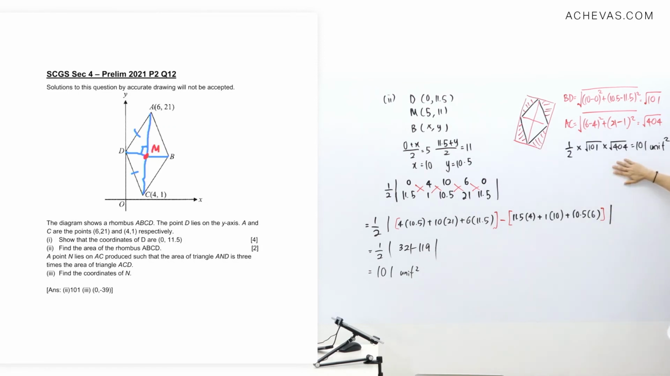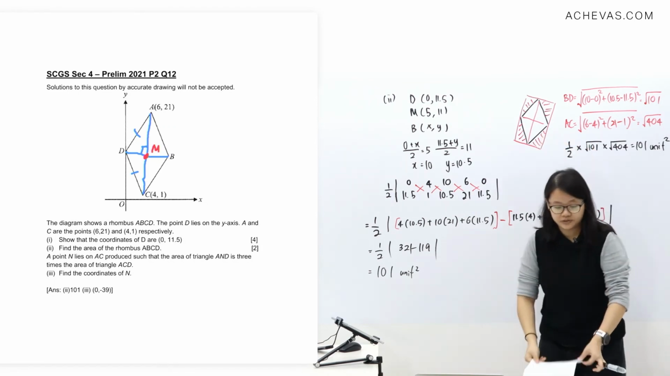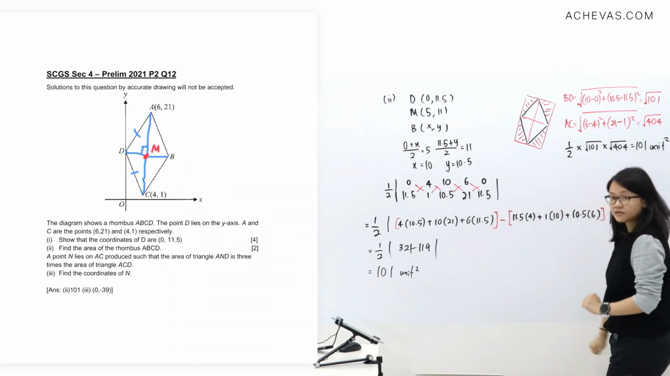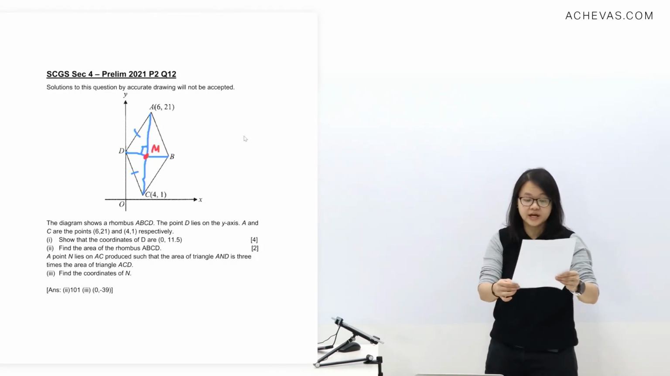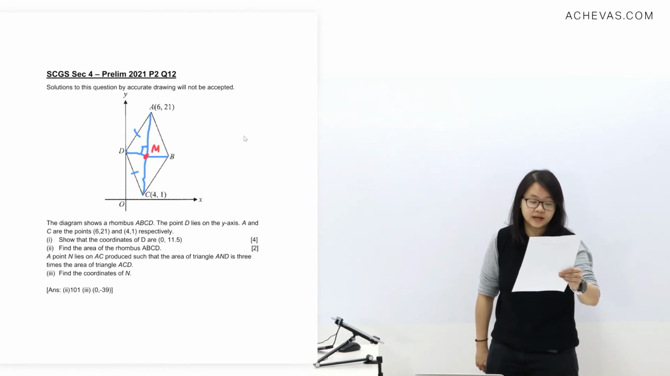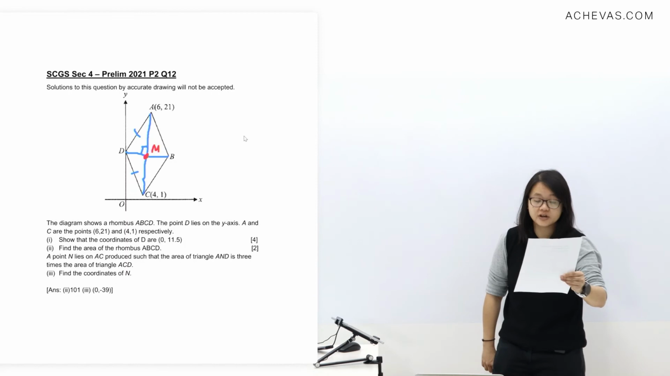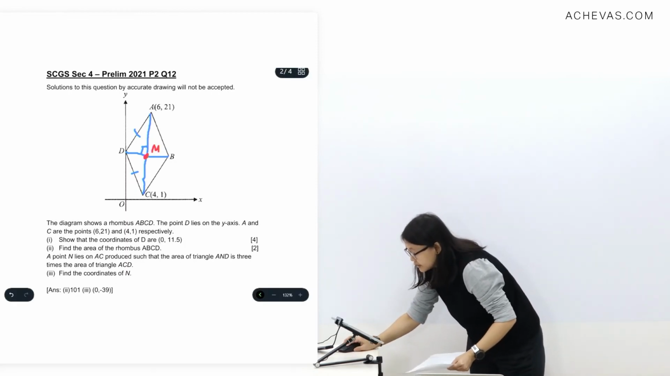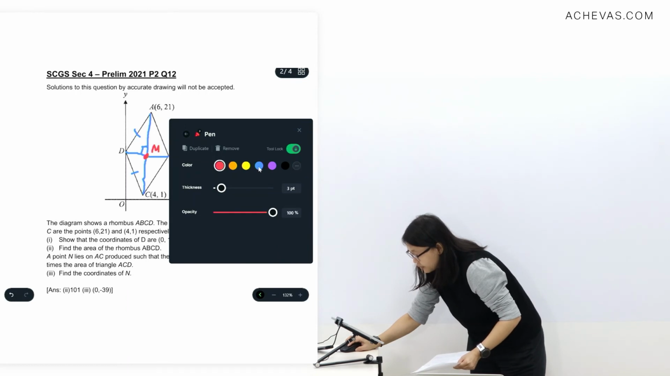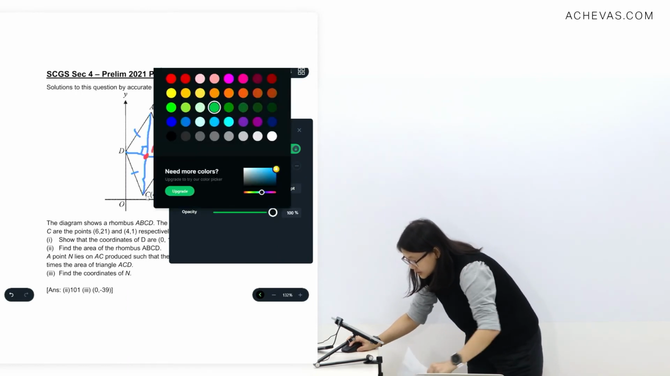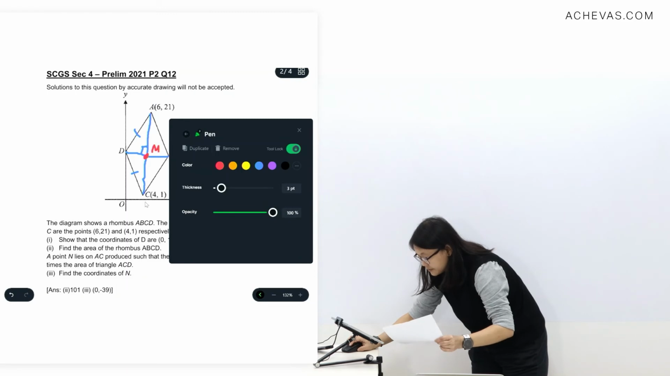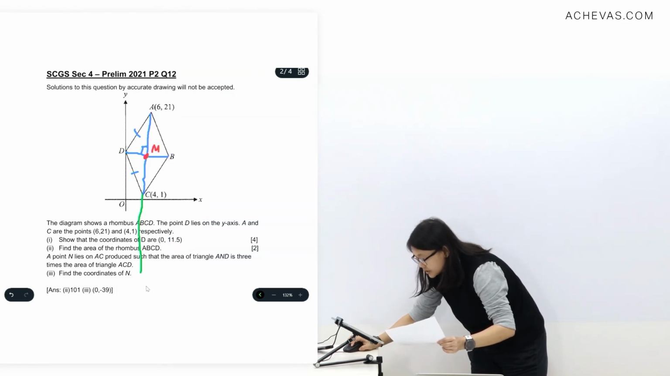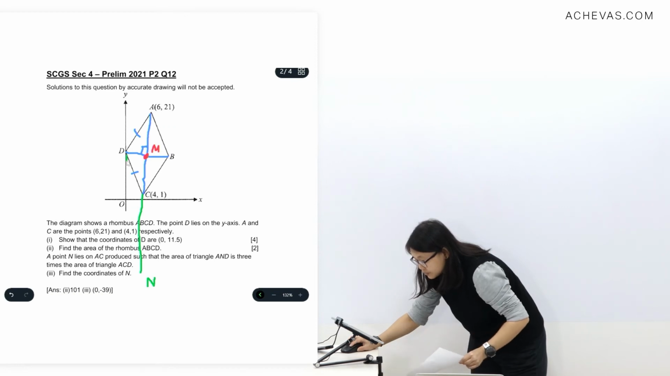So you have the same answer if you apply the other method, which is only using the distance formula. Next part of the question: a point N lies on AC produced such that the area of triangle AND is 3 times the area of ACD. Find the coordinates of N. I'm going to use this one and just roughly see where the point is. AC produced so that you will have another point. Let's say N is here, and we're going to close this triangle over here.